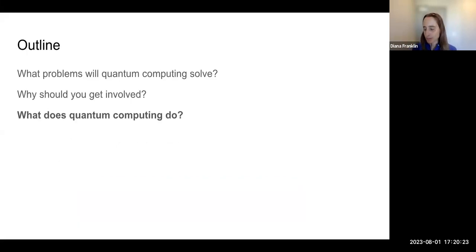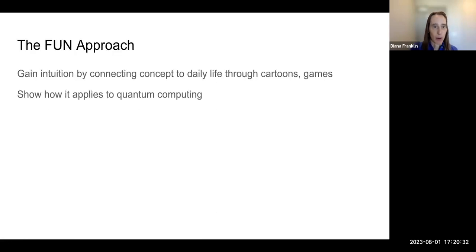Okay, so now that I've introduced the area, I want to get into more specifically what quantum computing does and how it works. So I'm going to take what I'm going to call the fun approach. I'm going to try to give you intuition by connecting the physics concept to daily life through cartoons and games or game-like concepts, and then show how those apply to quantum computing.